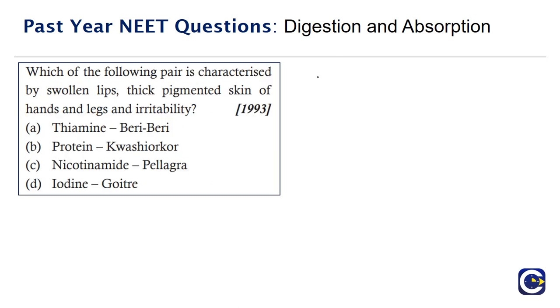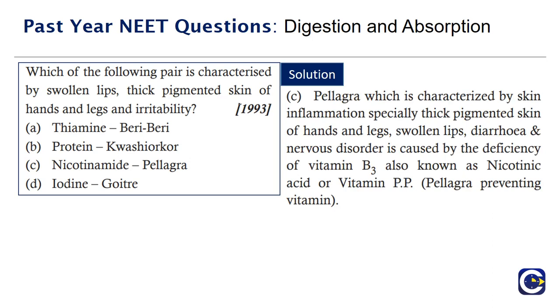Which of the following pair is characterized by swollen lips, thickened pigment of skin, hands and legs, and irritability? So this is seen in nicotinamide deficiency, pellagra. Thiamine deficiency causes beriberi. This is a known fact. Protein deficiency causes kwashiorkor. Iodine deficiency causes goiter due to hypothyroidism. Nicotinamide deficiency causes pellagra.